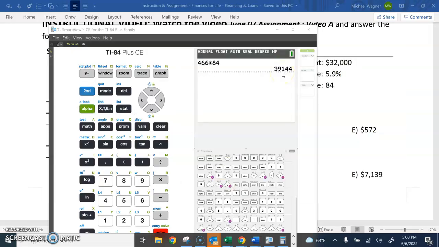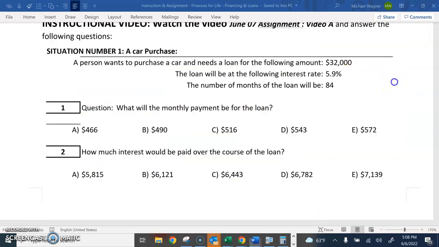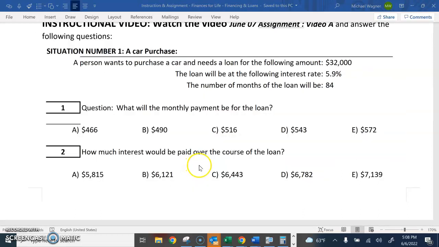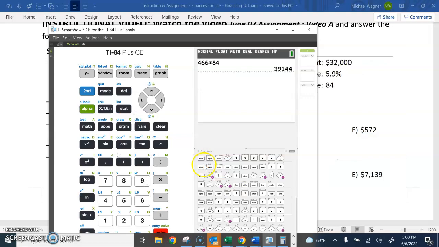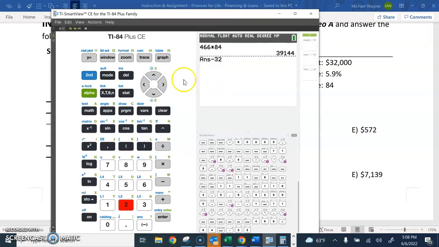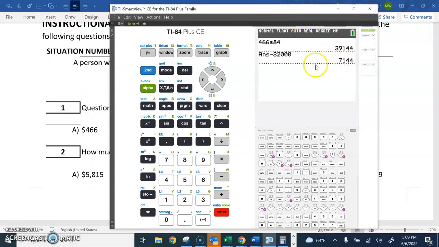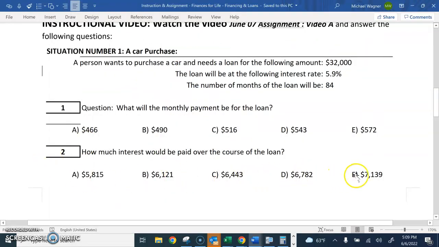But if I want to know what part is just the interest, I know that the beginning amount was 32,000. Get back to your calculator. So I'm going to subtract 32,000. And I get about 7,144. Now I rounded to 466, so it may be off by a few dollars, but 7,144, that's pretty close. So that would be choice E.